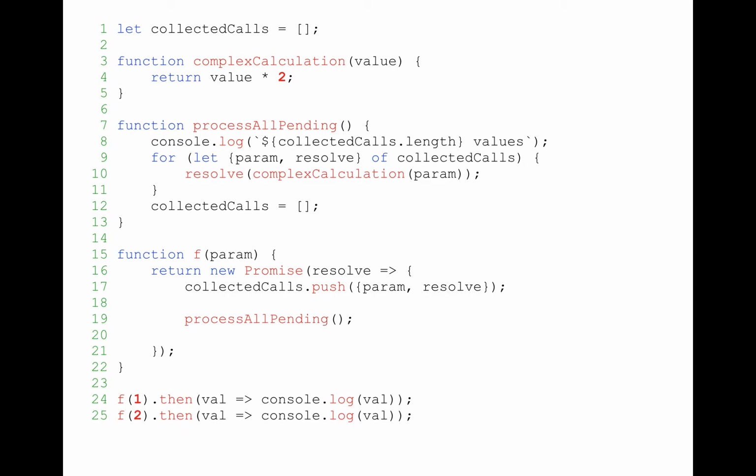And let's introduce at line 1 an array of collected calls. And then at line 17, instead of calling calculation right away, we just push to that array the parameter together with the result function.